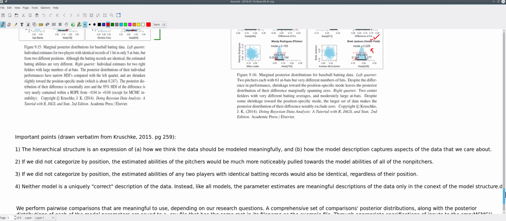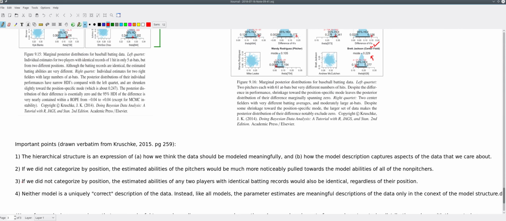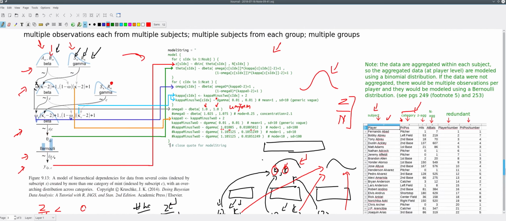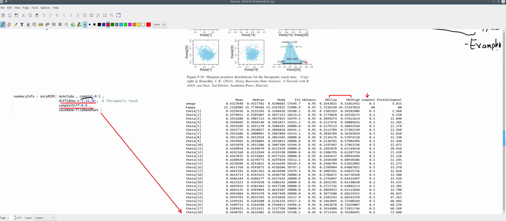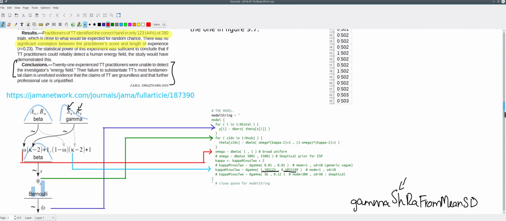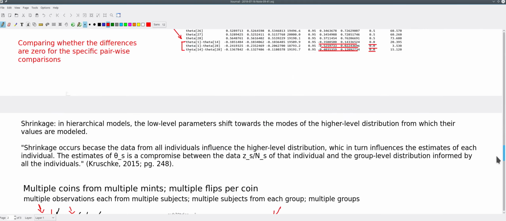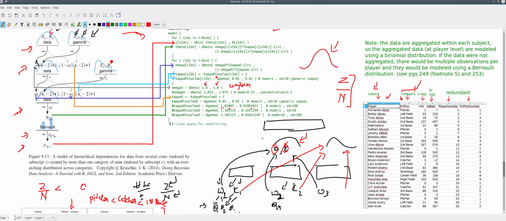Okay, so what do we learn from all of this? What we learn from all of this is that the hierarchical structure is an expression of how we think about the data, should be modeled meaningfully, and how the model description captures the aspects of the data that we care about. So the reason we model things both at the aggregate level as a whole and also aggregated at the group level, at the category level, is because we firstly had access to data like that, and secondly, we believed that there might be a difference.